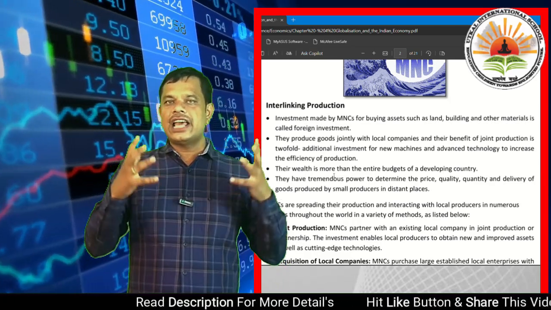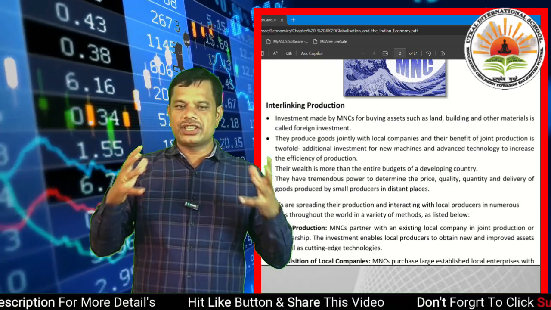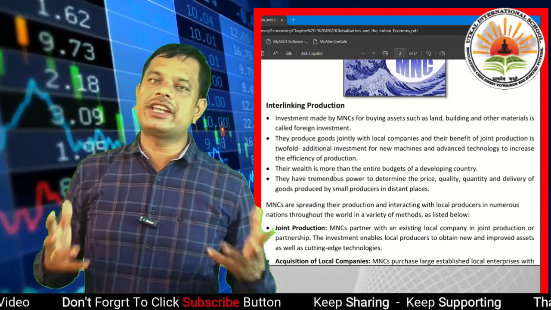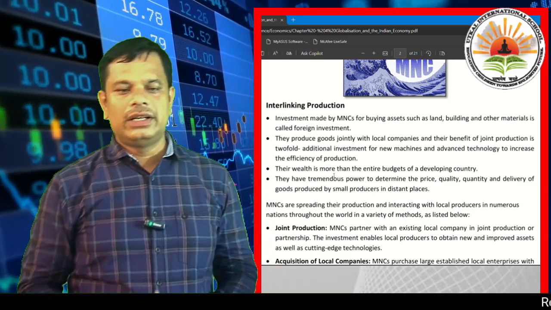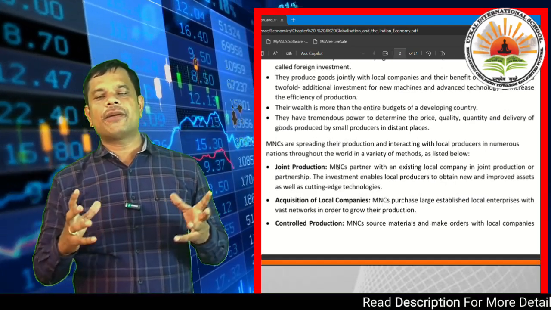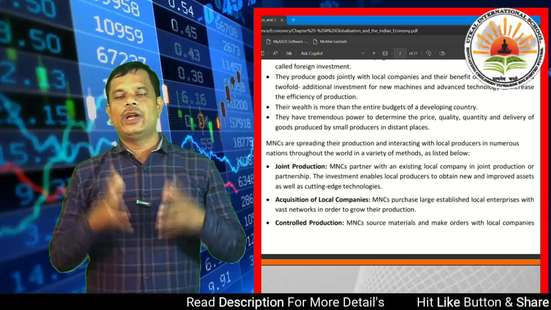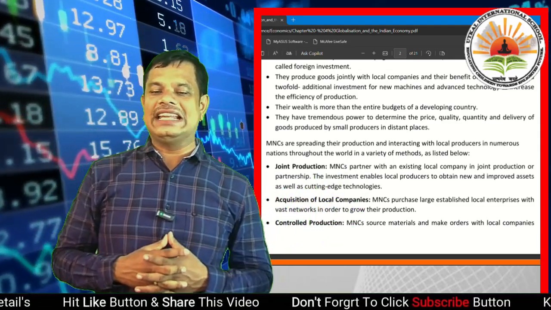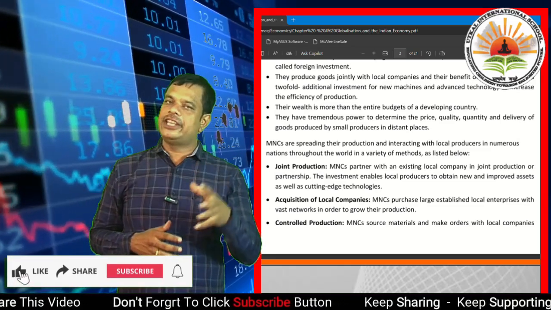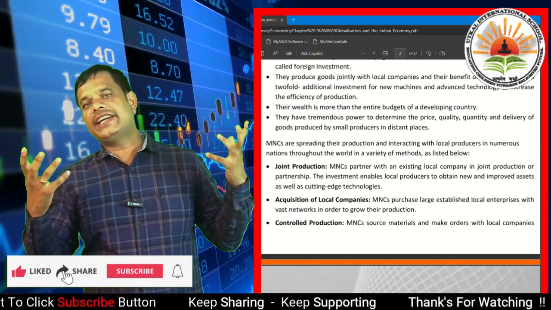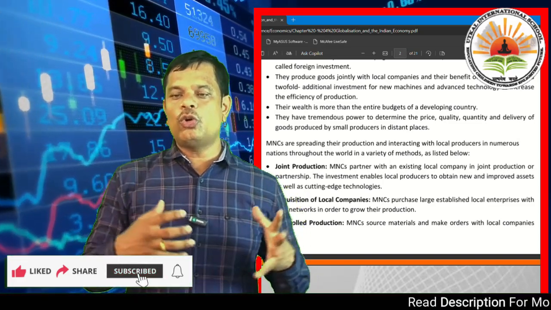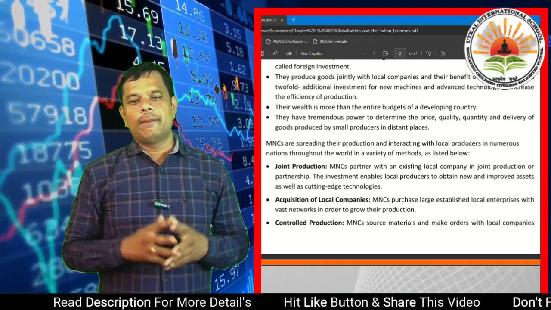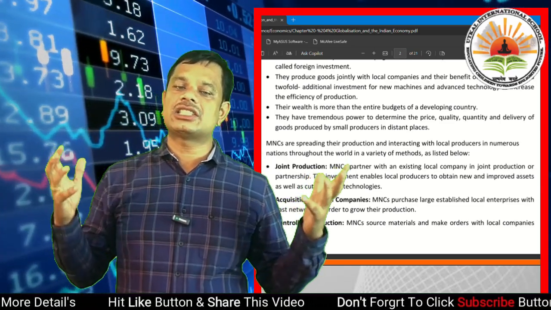Their wealth, their property, their financial condition is more than the entire budget of a developing country. Multinational corporations have tremendous power to determine the price, quality, quantity and delivery of goods produced by small producers in distant places. They have a judgment, a vision, to judge the market.